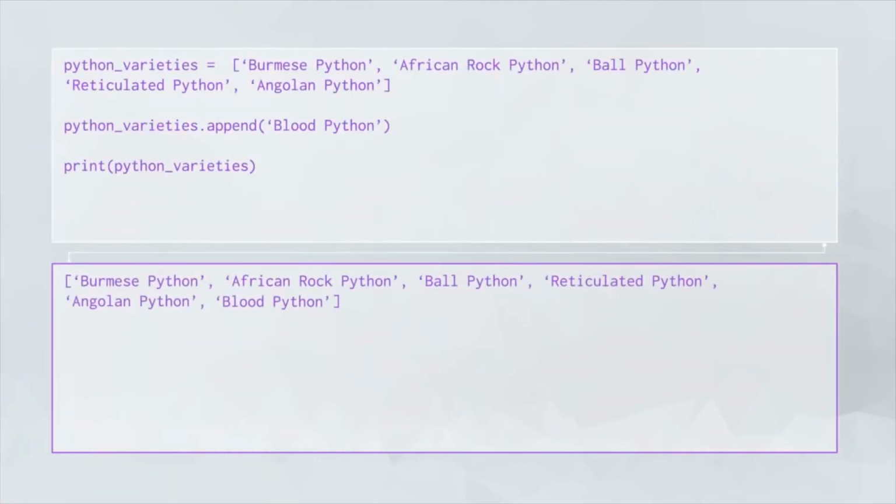Lastly, a helpful method called append adds an element to the end of the list. Next, you'll practice working with lists and explore more list methods.